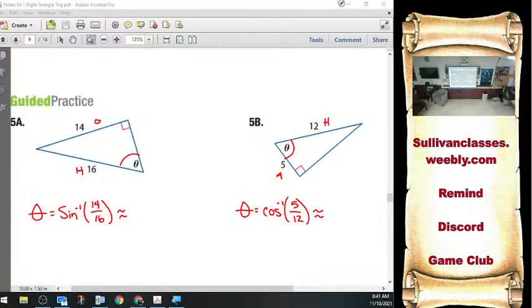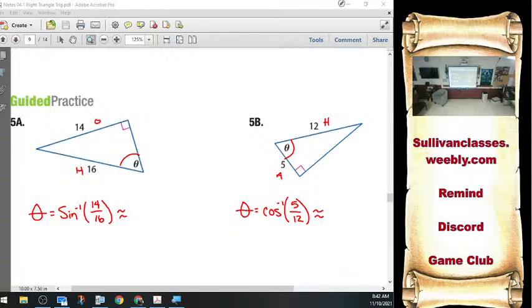Identify your opposite, adjacent, hypotenuse business from theta. Is it sine, cosine, or tangent? And to find the angle, you just switch to arc sine and arc cosine.